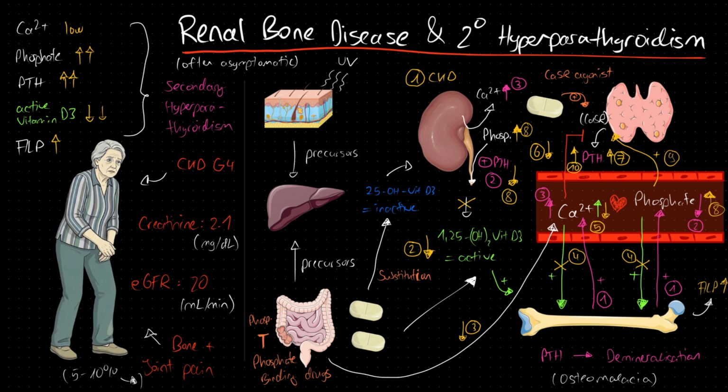Let's summarize again. This video gives no medical advice, but guidelines say supplementation with inactive vitamin D3 is most important. Phosphate binders are also commonly used to reduce phosphate intake. Supplementation with active vitamin D3 is used with caution. As a last resort, calcimimetic agents that activate the calcium sensing receptor could be used to suppress PTH production.